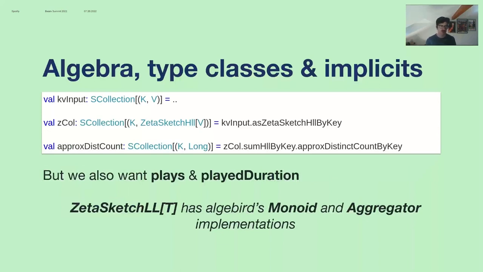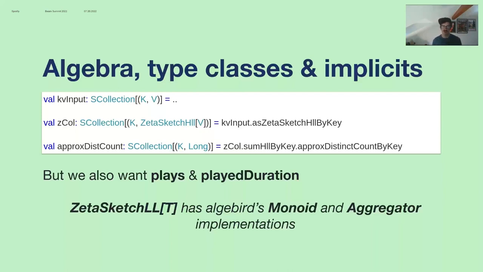In this package, you'll actually have something like this. If you have an input SCollection of KV, so key values, you can have Zetasketch HLL by key, which will transform this SCollection of key and V into key and Zetasketch HLL of V. And on this SCollection, you can call sum HLL by key, and then approx distinct count by key, so that you'll have the SCollection with key and the cardinality directly. So it's really nice. You have all the syntactic sugar and nice-to-haves to play with HyperLogLog.